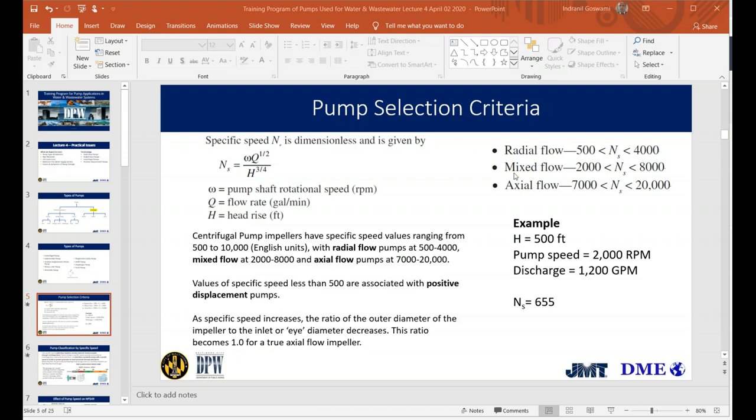There's a numerical example in this slide that talks about a head of 500 feet, a pump speed of 2000 RPM, and a discharge of 1200 gallons per minute. If we put those things here, you can see that the discharge is low, but the head requirement is very, very high. And so if you put that together in that calculation of the specific speed, it turns out to be sub 1000, which leads to the conclusion that a radial flow pump will be appropriate in that situation.